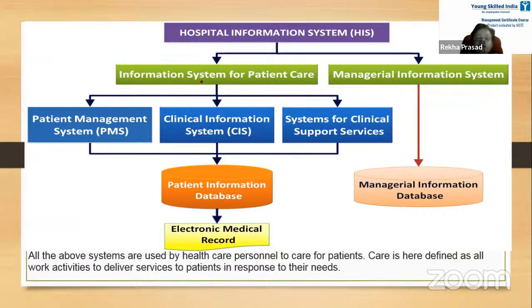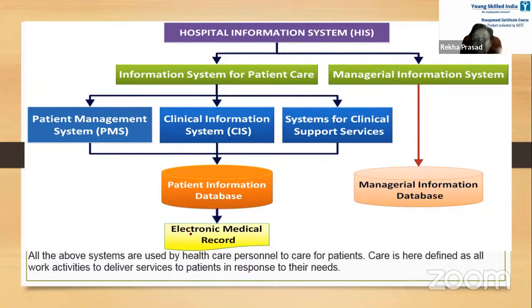Initially we had said that there were two things: information system for patient care and managerial information system. Now we are at information system for patient care. So this will have three parts: patient management system, clinical information system, system for clinical support services. So these all three will become the patient information database.